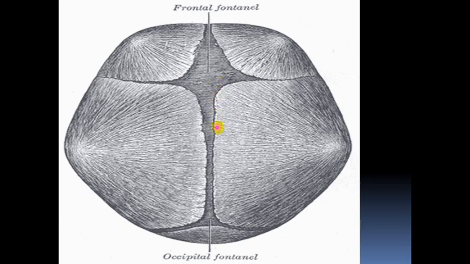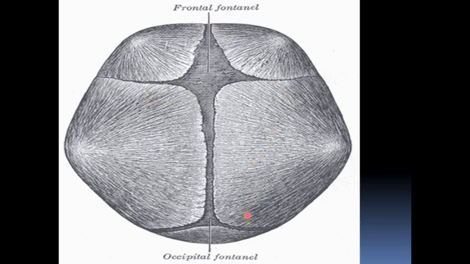And these are the sutures. This is the sagittal suture, which is joined between the two parietal bones. This is one and the second parietal bone. And we have the frontal suture, which joins the two frontal bones. We have the coronal suture, which usually joins the two frontal bones and the two parietal bones.